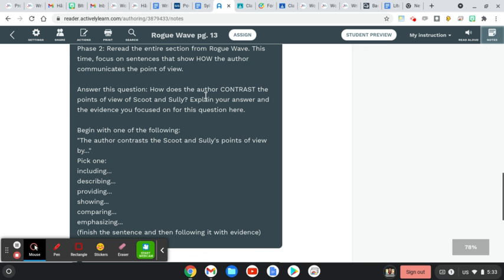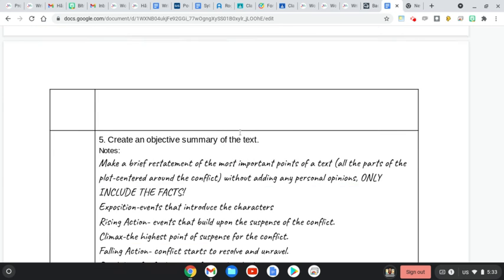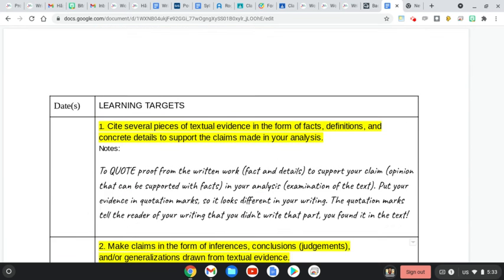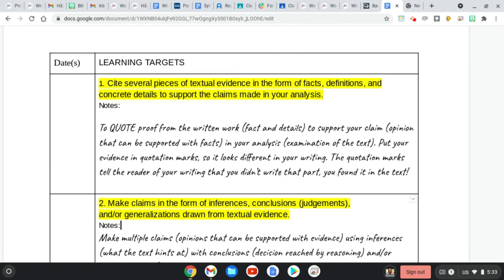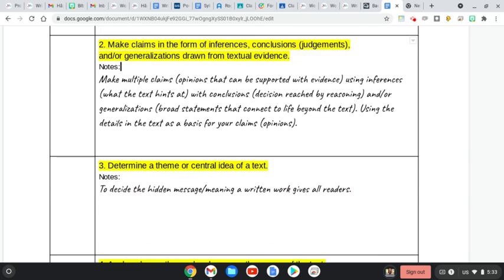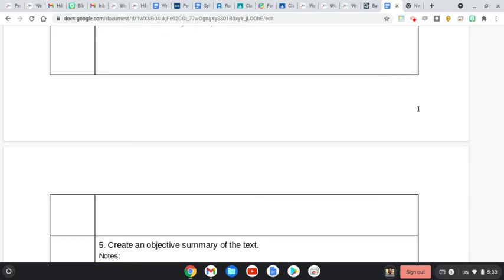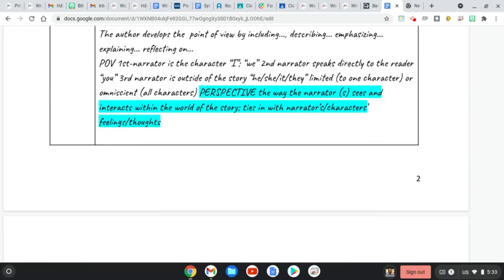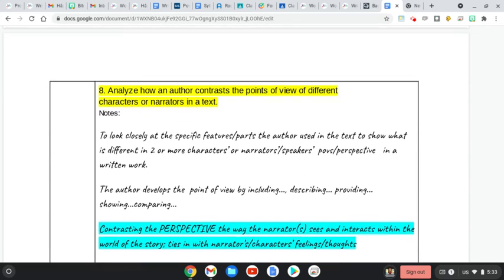In other words, how does the author contrast the points of view of Scoot and Solly? You want to explain your answer and the evidence you focused on for this question within this phase. As you do so, you will be tying in to learning targets 1 and 2, yet again, citing evidence and making claims. But in addition to that, we're also going to be focusing in on learning target 8, to analyze how the author contrasts the points of view of different characters or narrators in the story.